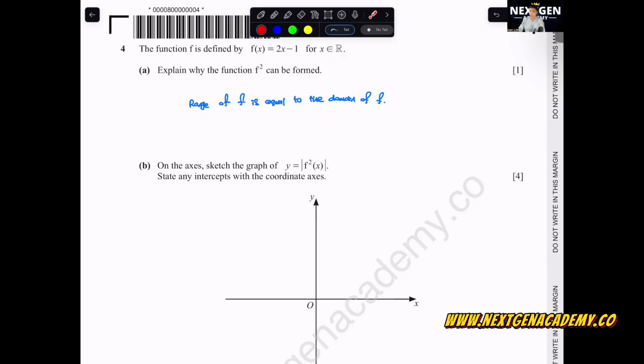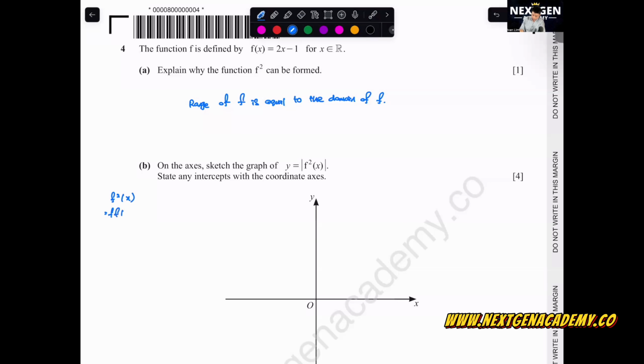Question B. On the axis, sketch the graph of y equals modulus f squared x. State any intercept with the coordinate axis. It is a 4-mark question. So first thing, please show your working of what is f squared x first. Because this is 4 marks, don't straight away just write the answer. Show at least how you get f squared x, or list it down somewhere. Okay, what is f squared x?